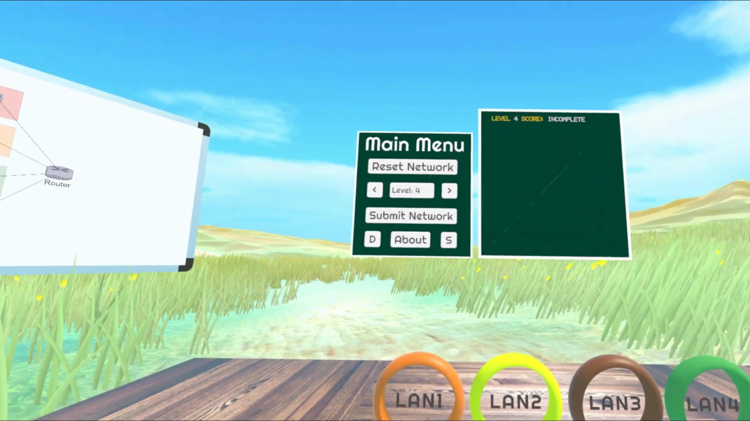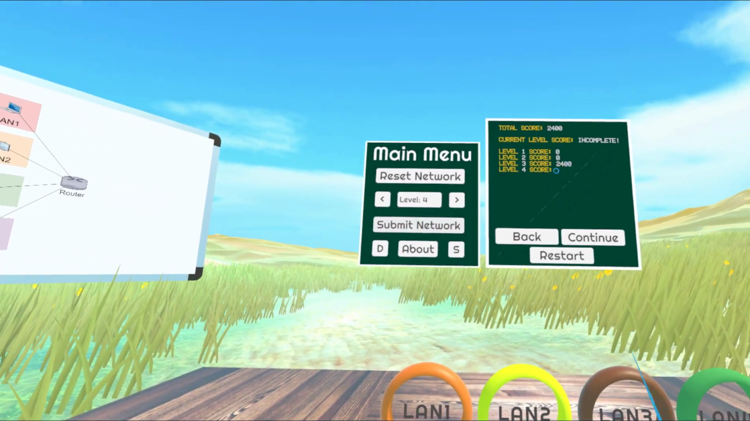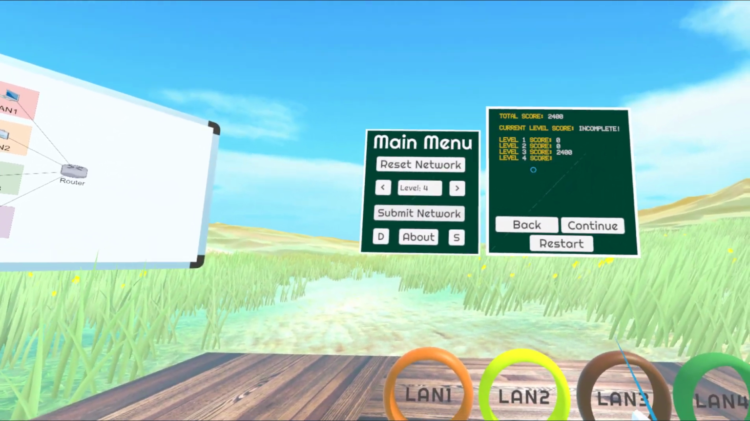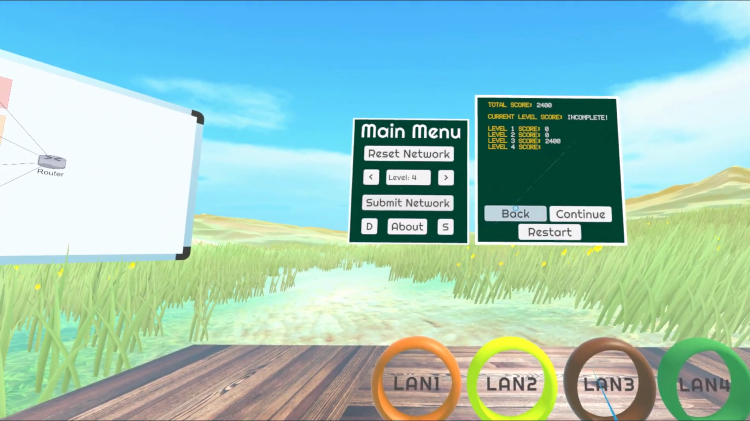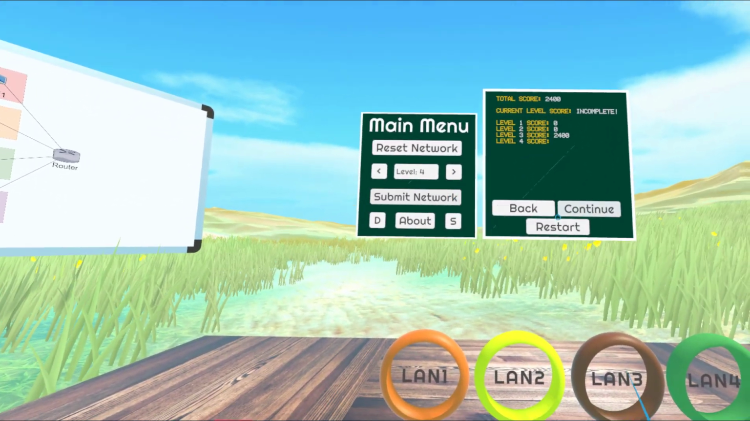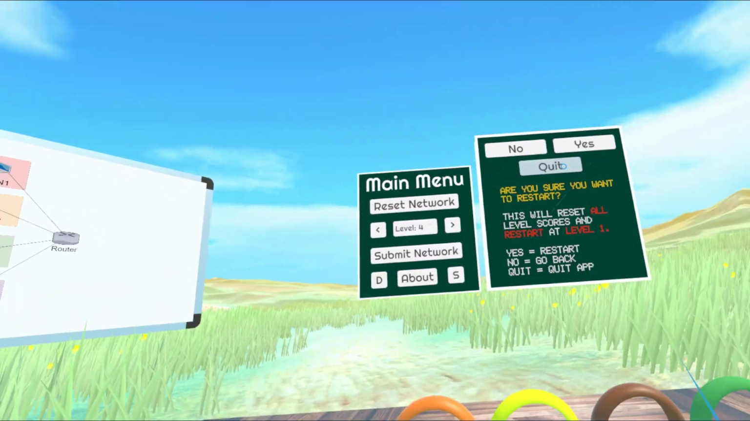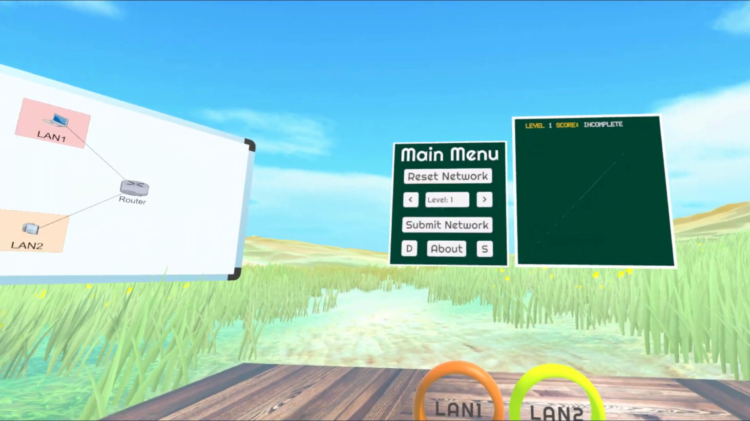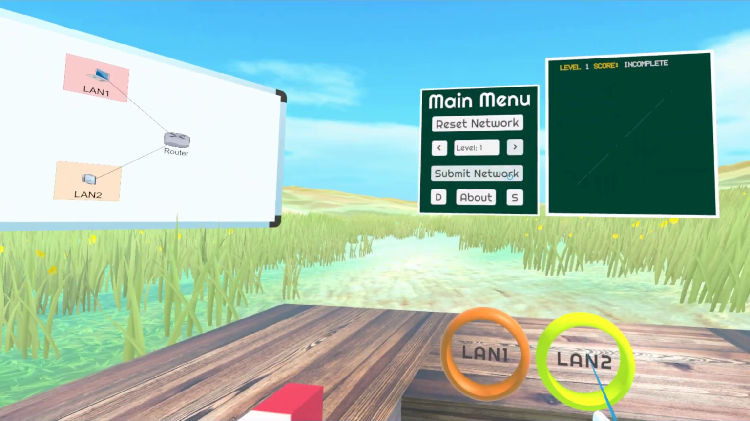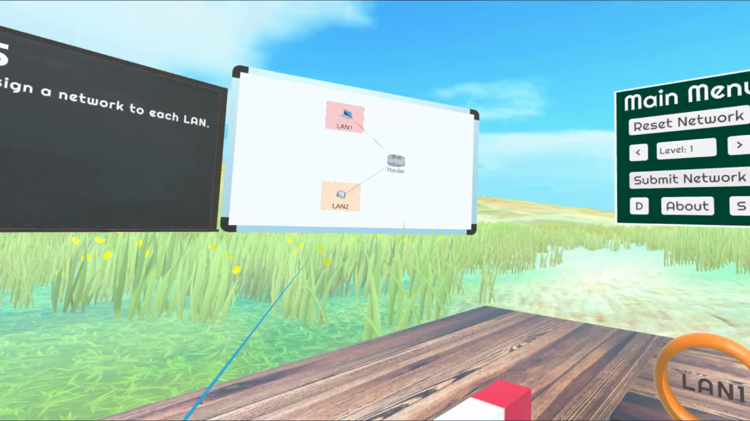It will save that as we go along. We can look at our score by going to submit network, and it'll show us a scoreboard. We can go back. We can also say restart, which will restart the entire application. We hit quit, and it'll let us leave. We say yes and restart, and it'll take us back to level 1. It'll blow away the scoreboard, and we can start over.